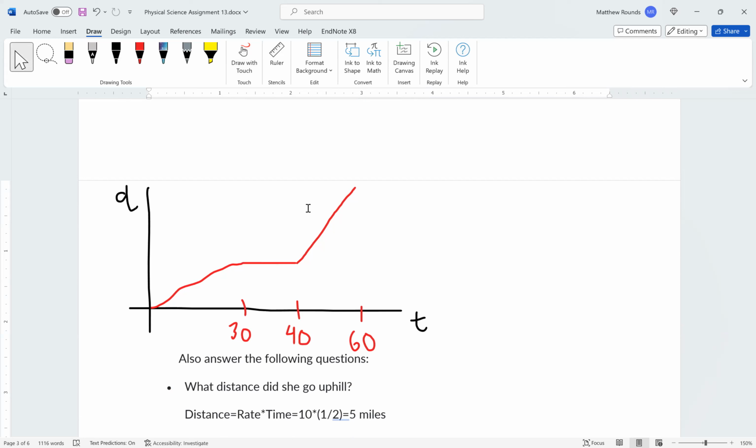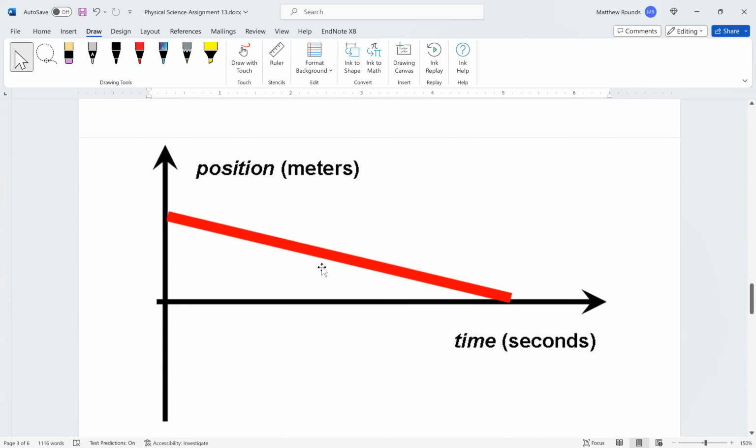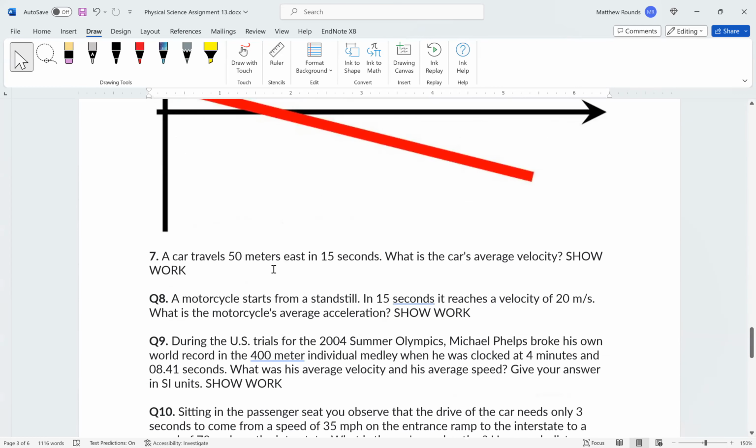Right. Okay. That's just to help move it along here.